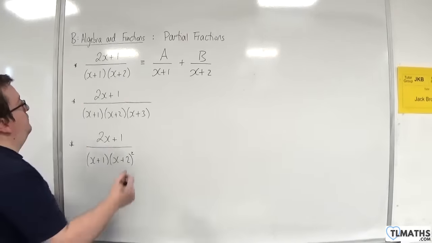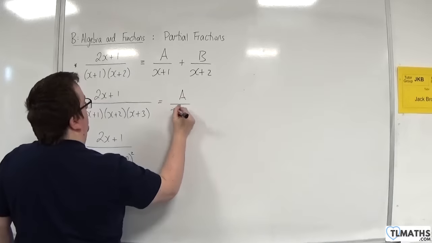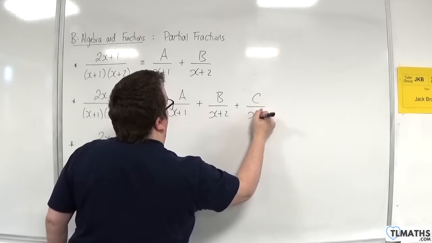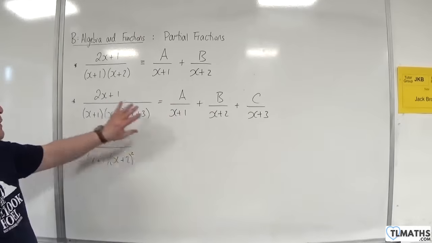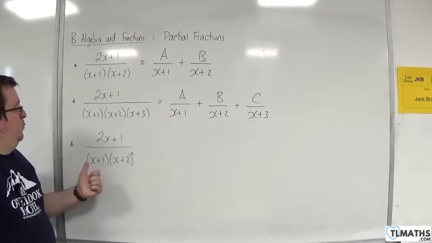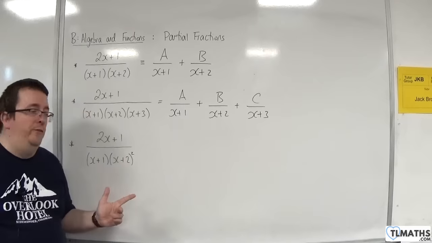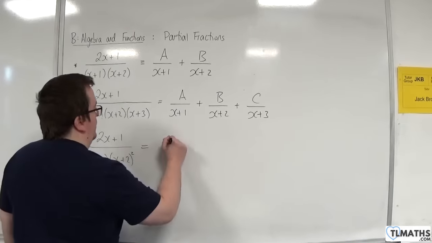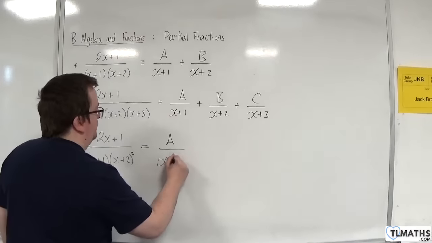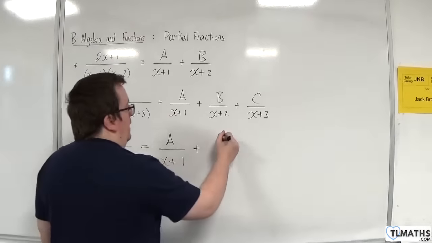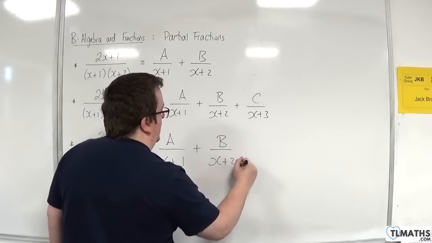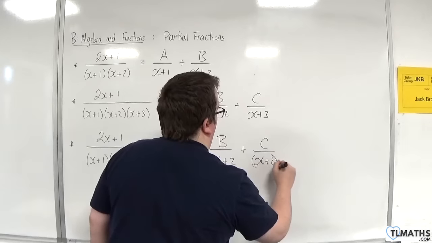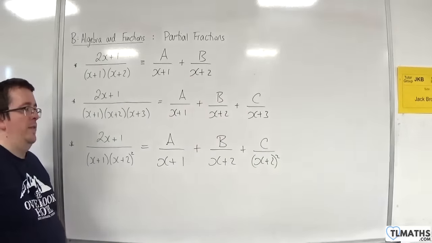Then with this form, this is a over x plus 1 plus b over x plus 2 plus c over x plus 3. Okay, and then you use a similar method to before. With this one, this is the one you've got to watch out for because of that squared term over the x plus 2. So you're going to have a over the x plus 1. Then you're going to have b over x plus 2. But you're also going to need c over x plus 2 squared. And then deal with it from there.